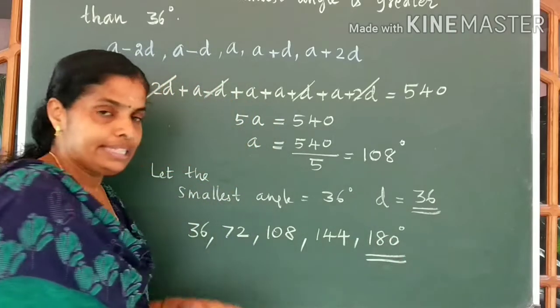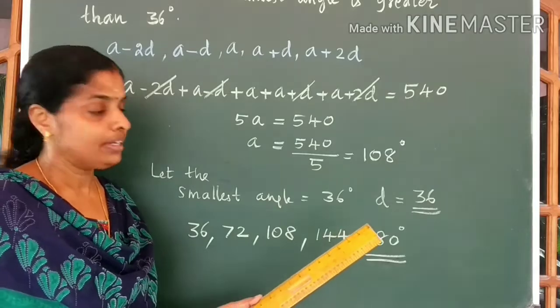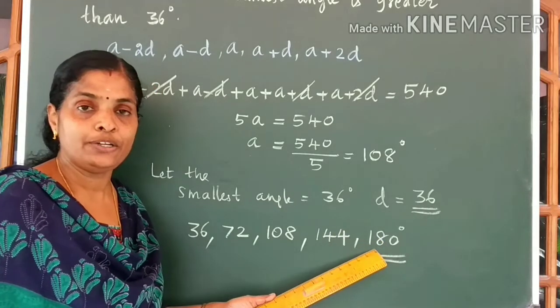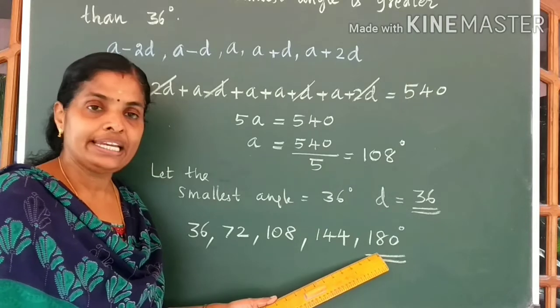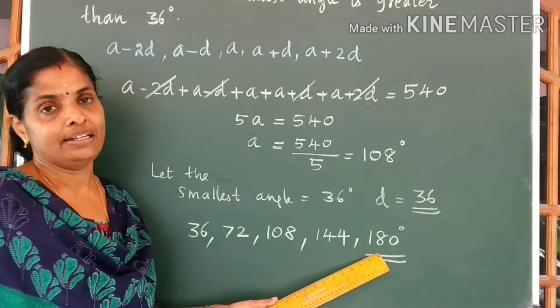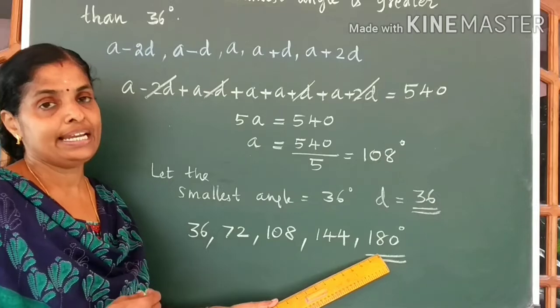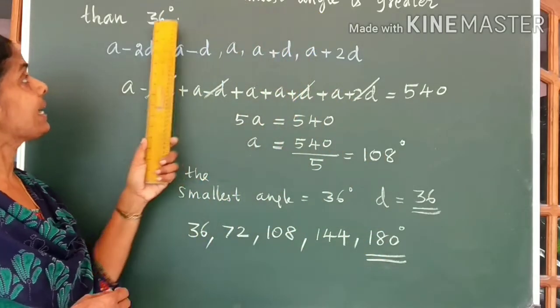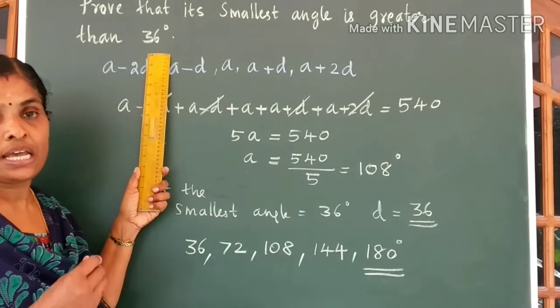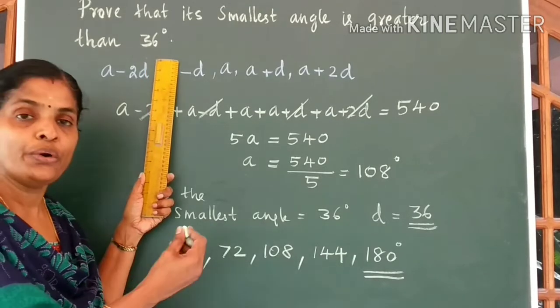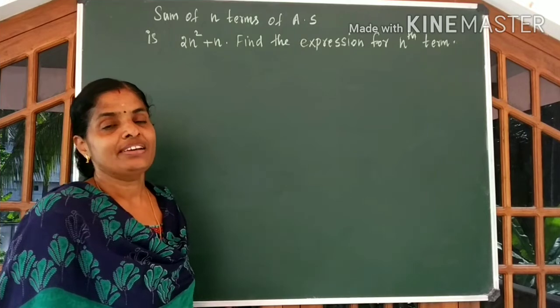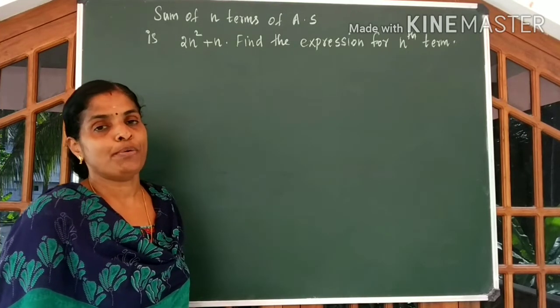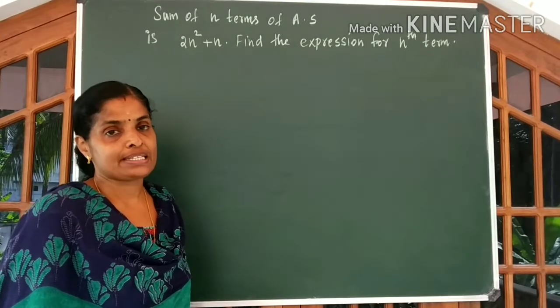Now, think, can you have one angle of a pentagon to be equal to 180 degree? No, because 180 degree is a straight angle, from which we can understand the smallest angle cannot be 36. It should be an angle more than 36. Is it clear? Children, this is again a very important question for your exam.